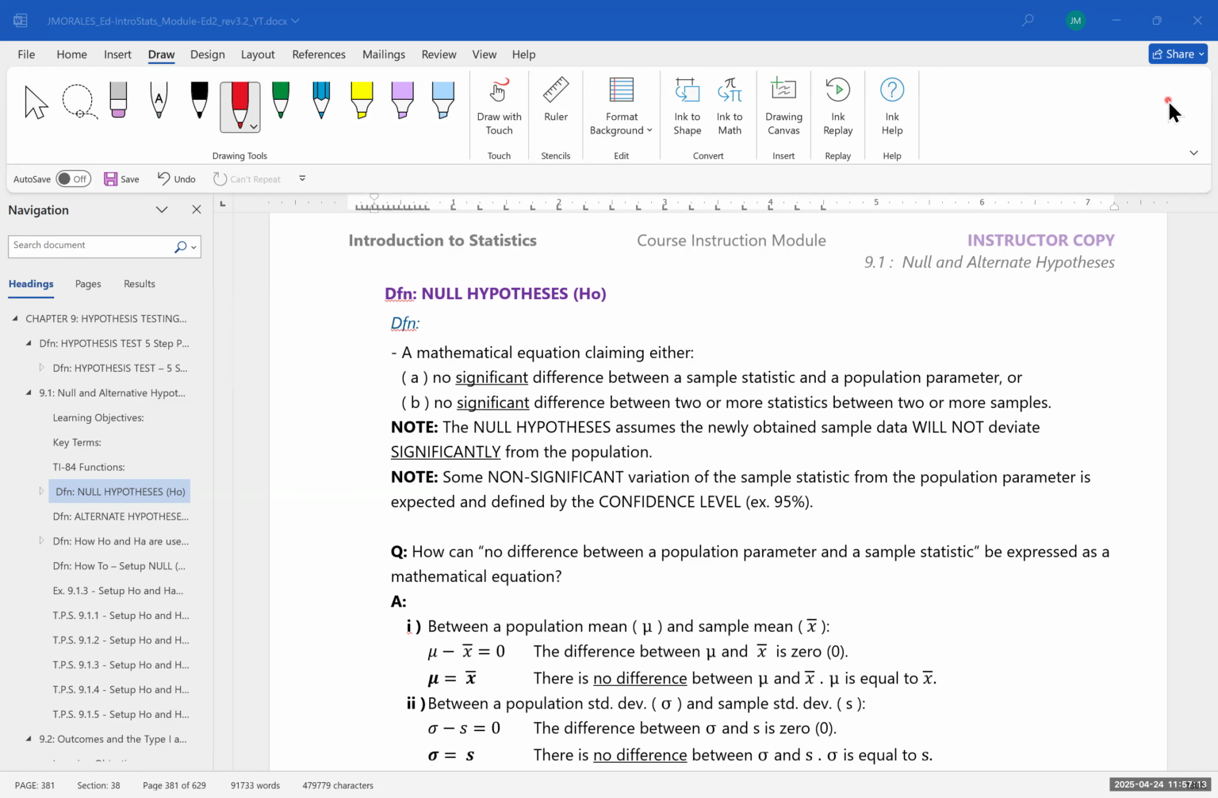All right, so let's look at the definition of a null hypothesis. A null hypothesis is a mathematical equation that's claiming either no significant difference between a sample statistic and a population parameter, or no significant difference between two or more statistics between two or more samples.